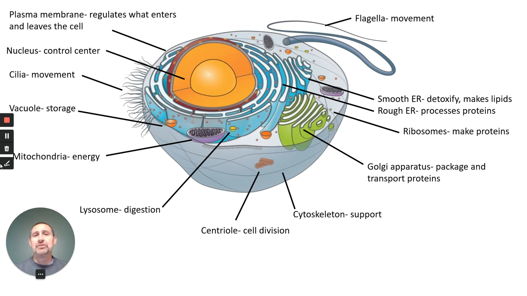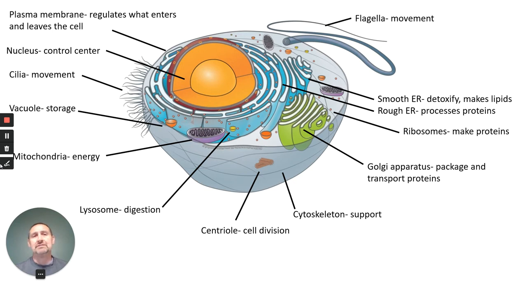Mitochondria is the energy producer of the cells, where you break down sugar and you get ATP energy in your mitochondria. Sometimes you might hear it called the powerhouse of the cell because that's where all the reactions for energy are taking place. Lysosomes are responsible for digestion.